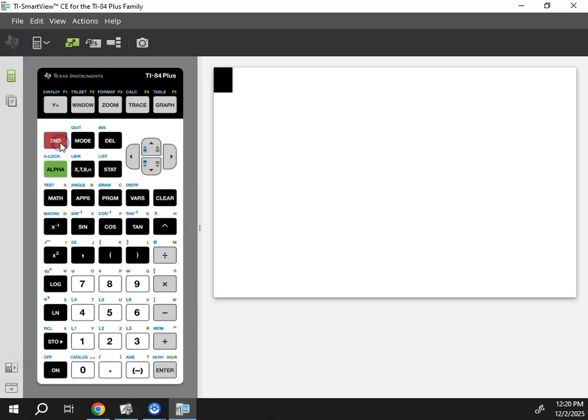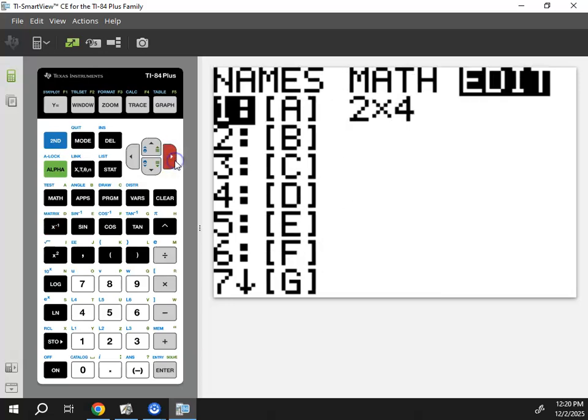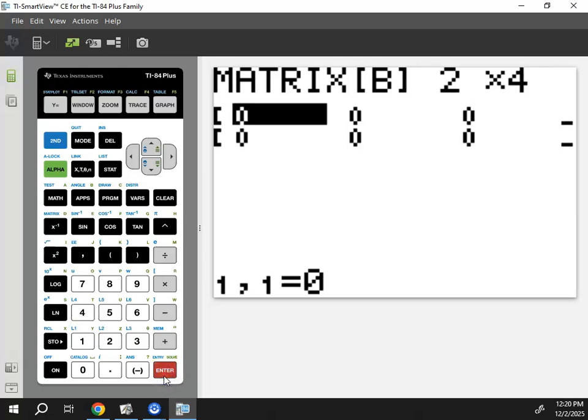So now we do second, x to the -1 or matrix there. You have to arrow over to edit. Now we want to edit B. So 2 for B. And then that's also a 2 by 4. And then put those numbers in.